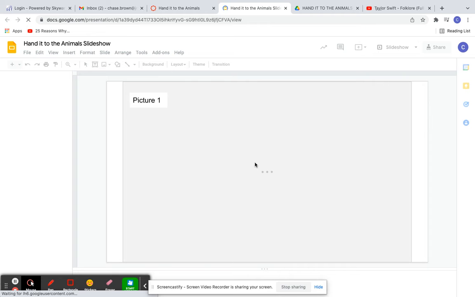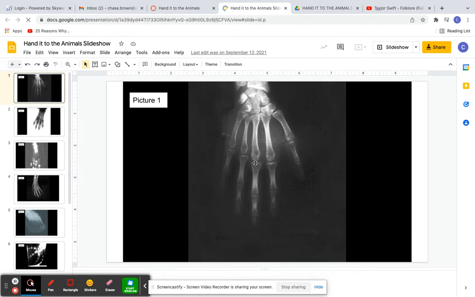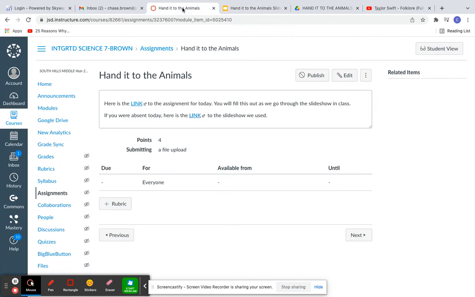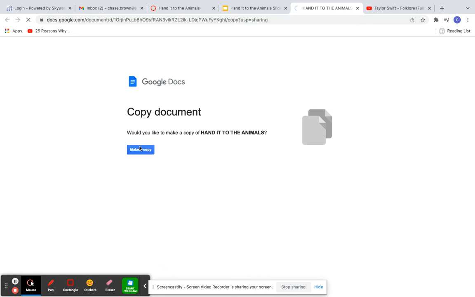Now, again, I'm sorry I'm not there. Normally, this is one where I would walk you through the slideshow. I would be showing this in class while you just focused on the assignment. But due to circumstances out of our control, I am at home. And so this is the best way to do it. So you've got the assignment, you'll make a copy.